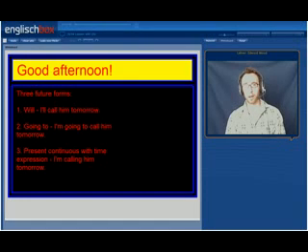Today we're going to talk about the difference between will and going to. On the screen in front of you, you can see three sentences. I'll call him tomorrow, I'm going to call him tomorrow, and I'm calling him tomorrow. These three sentences show us the three different forms for expressing the future.